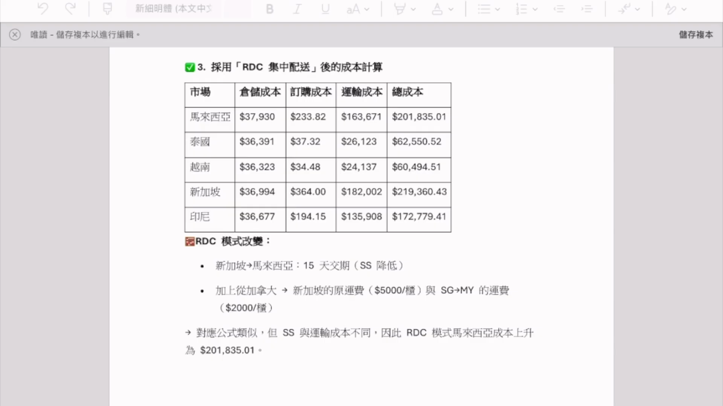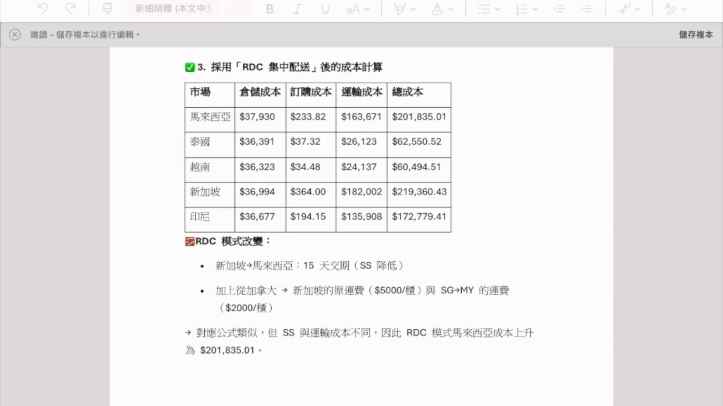After switching to a DC central distribution model, Genova's cost structure has changed significantly. Now, products are first shipped from the manufacturer site in Canada to a regional distribution center in Singapore. From there, they are distributed to markets like Malaysia, Indonesia, Thailand, and Vietnam. This approach allows us to centralize inventory, reduce product expiry, and improve delivery times.